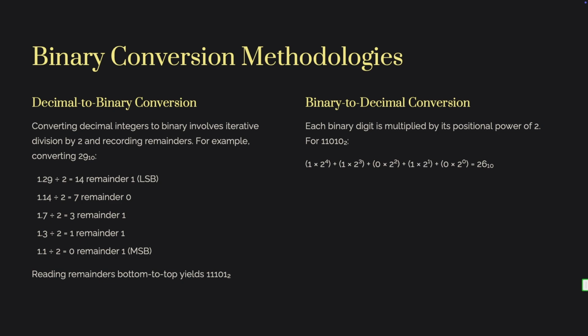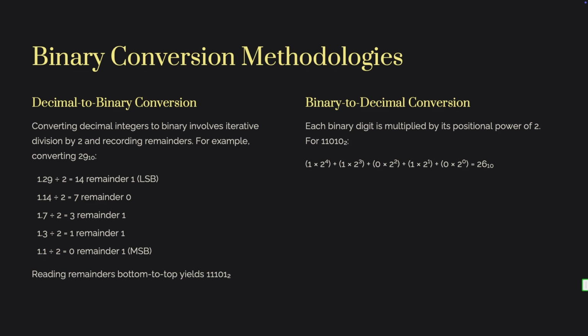Okay, let's use the other example. 11010. All right. Rightmost bit is 0 in the 2 to the 0 place. So 0 times 1 is 0. Next is 1 in the 2 to the 1 place. 1 times 2 is 2. Next is 0 in the 2 to the 2 place. 0 times 4 is 0. Then 1 in the 2 to the 3 place. 1 times 8 is 8. And the leftmost 1 is in the 2 to the 4 place. 1 times 16 is 16.